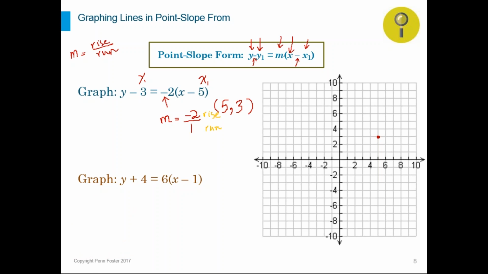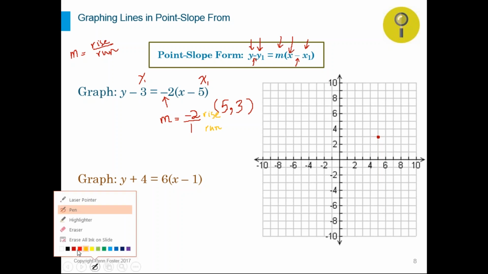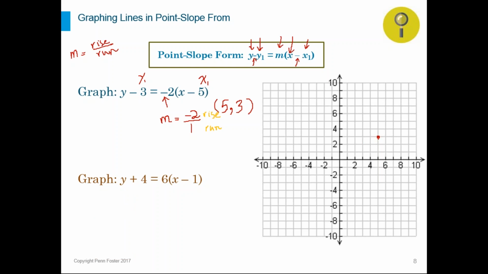How can I use it, though, to find the second point? Well, I can go from the point I have on the coordinate plane already, which is 5 and 3, rise, so go vertically up or down 2 units.